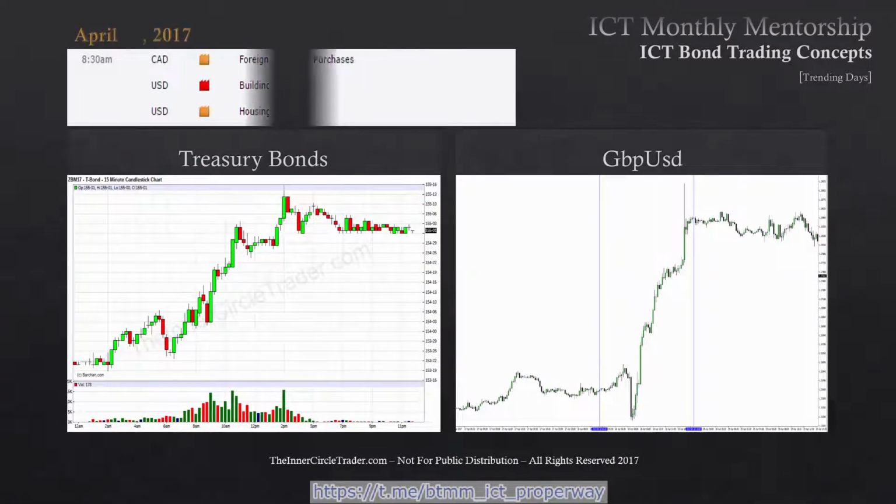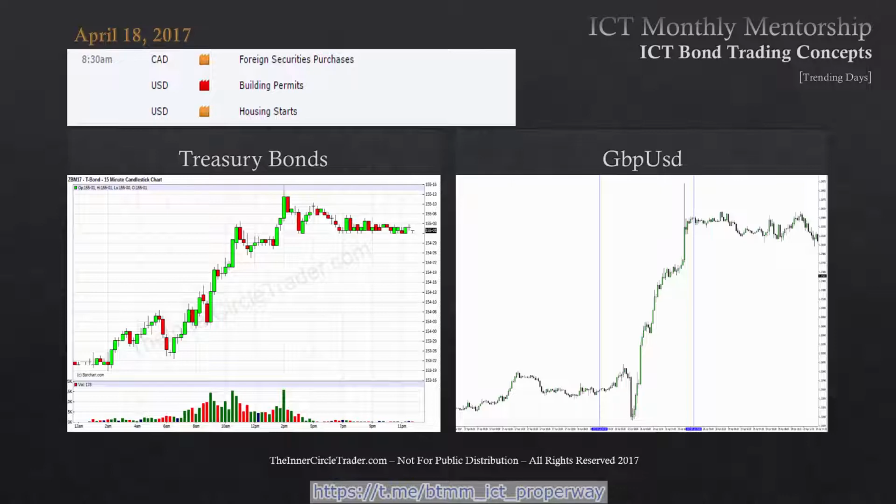Okay, we're going to look at another day here. This is April 18th, 2017. You can see the economic calendar going into the New York session at 8:30. So we had a high impact building permits, dollar-based. Treasury bond market also was at a discount array. Allowed to trade from a discount.